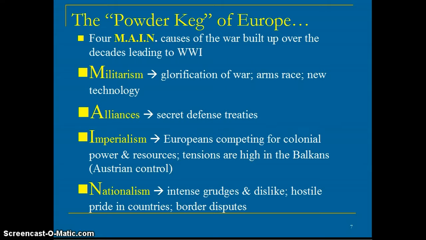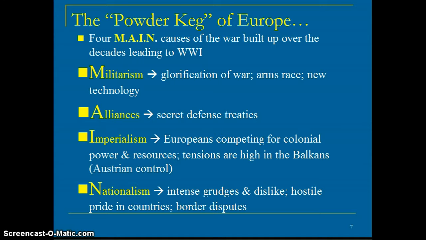All right, the powder keg of Europe. This is the Balkans. It's a hotbed of a lot of turmoil and problems. Austria has been able to keep them in check for a long time because they had strong administrators and they were very forceful in keeping that.